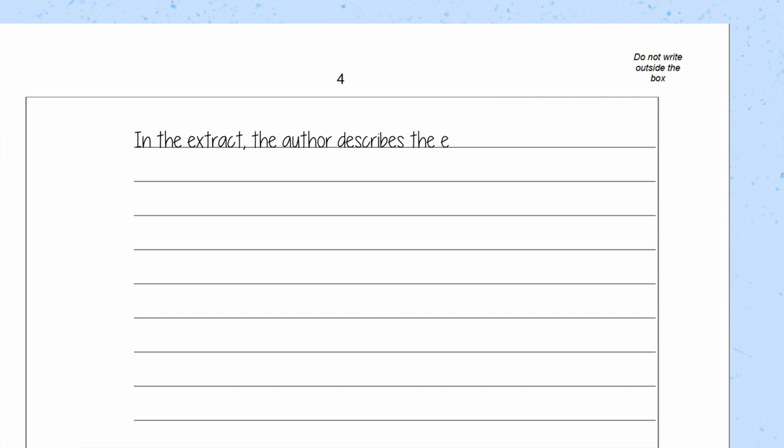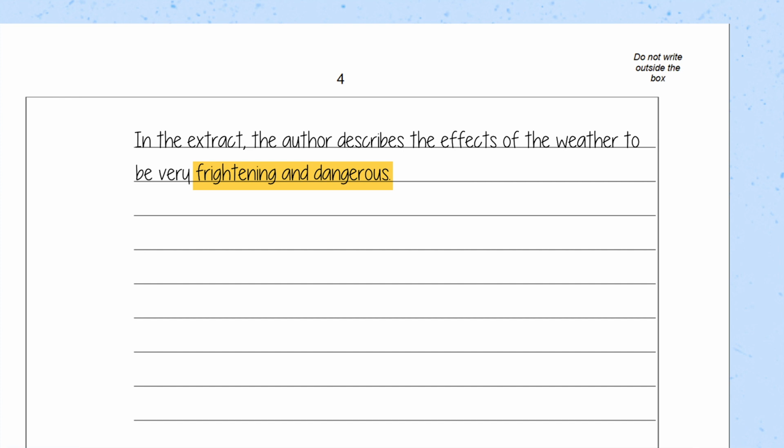In the extract, the author describes the effects of the weather to be very frightening and dangerous. In this answer, the words frightening and dangerous show that we've understood the effect of the author's word choice.